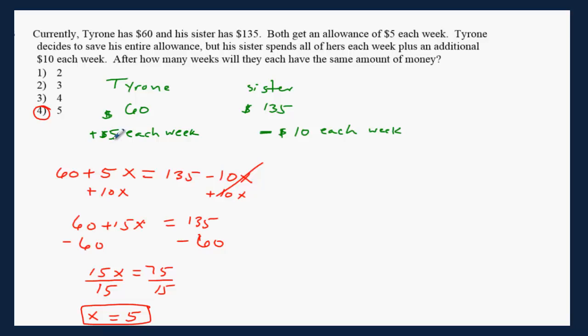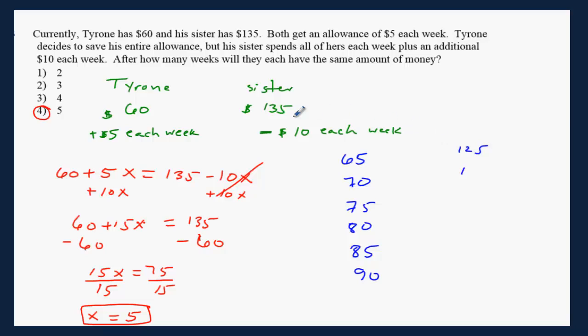Tyrone goes up by $5 each week. So the first week is going to be 65, and his sister is going to be 125. The next week is going to be 70. Then 75, 80, 85, and 90. That's enough. So his sister each week is going to go down by 10.